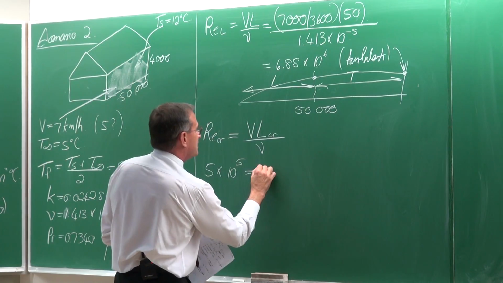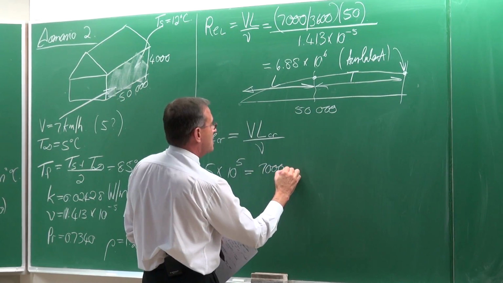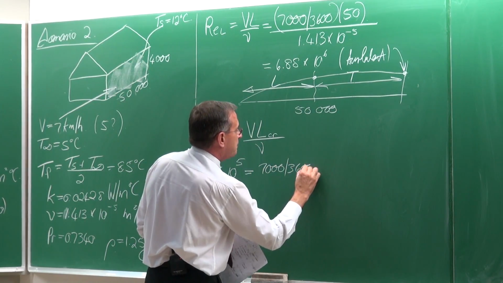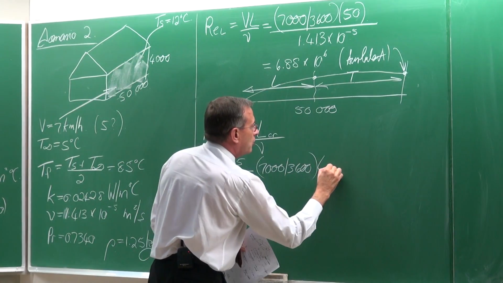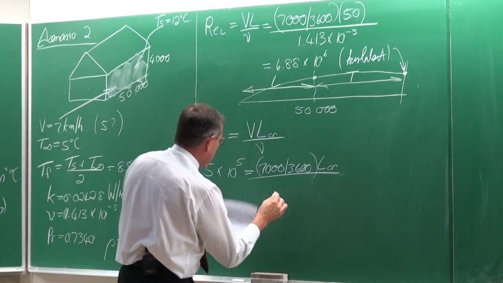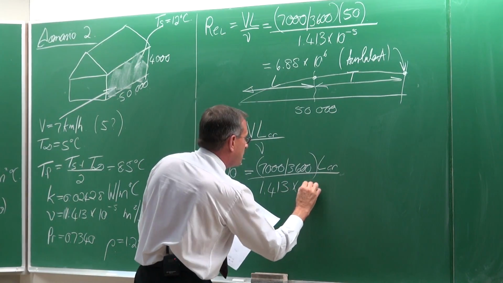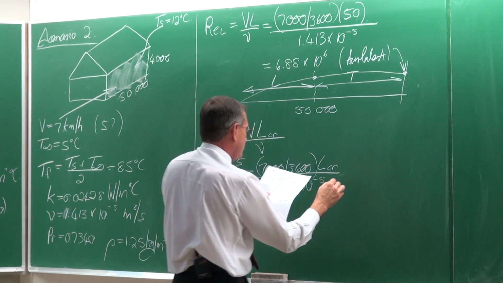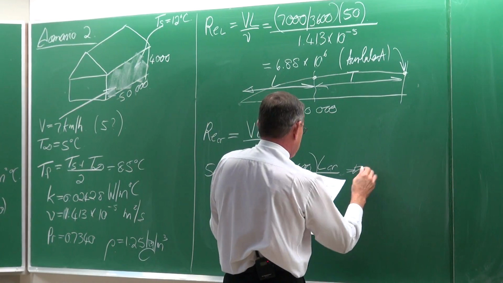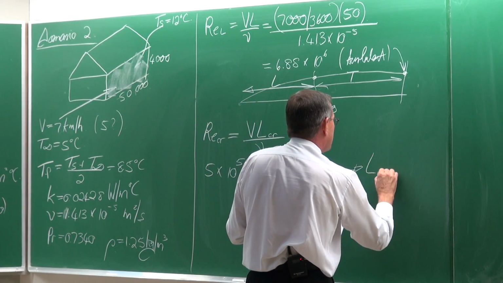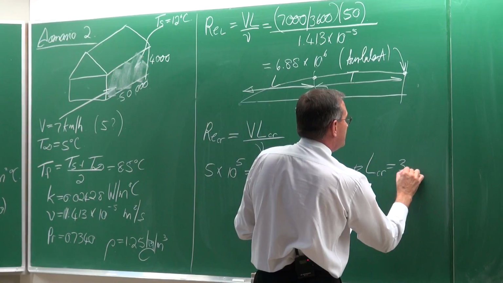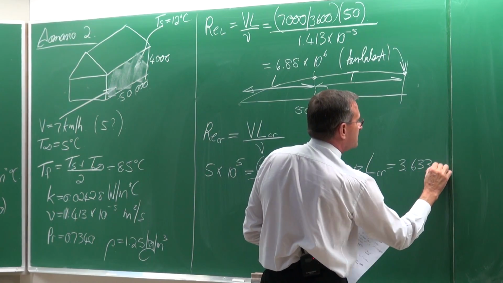The velocity doesn't change. We still have 7 kilometers per hour, multiplied by the critical length, divided by the kinematic viscosity, 1.413 multiplied by 10 to the minus 5, and that gives us a critical length of 3.633 meters.